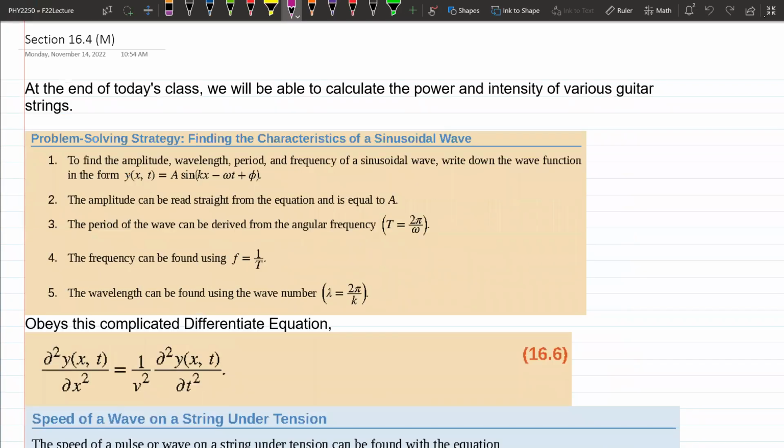Okay, so we're mid chapter 16 because we covered the first 3 sections two weeks ago before Thanksgiving. So let's review what we learned so far about waves. Remember, chapters 16 and 17 are all about waves.